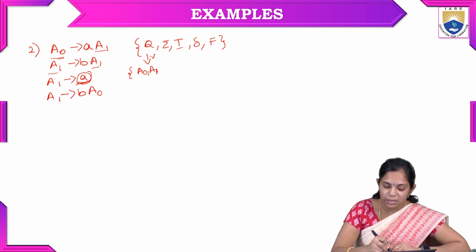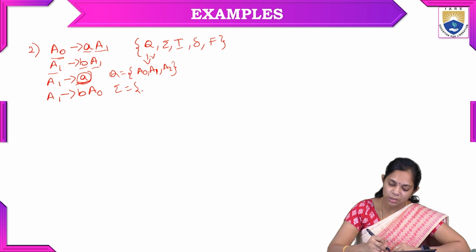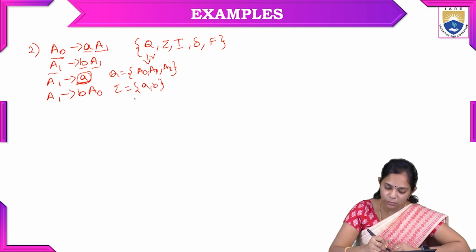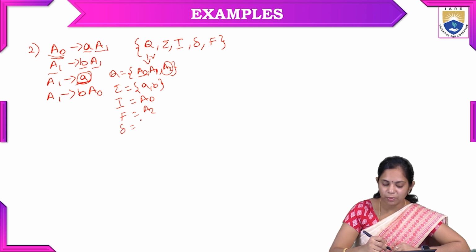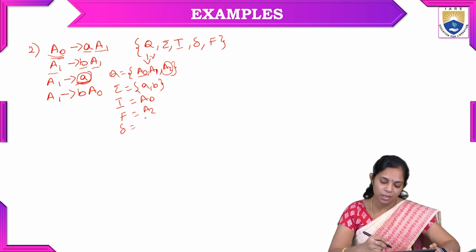So single terminal, in the sense we require one new state that is called A2. That is nothing but a final state. And sigma, what is the sigma? So this is the Q, and sigma is nothing but the input symbols, that is, the terminals: a, b. And the initial state is where we start with the production rules, A0. So A0 is the starting state, and F is the new state we have taken, A2. And the production rules we have to write from the transition functions.